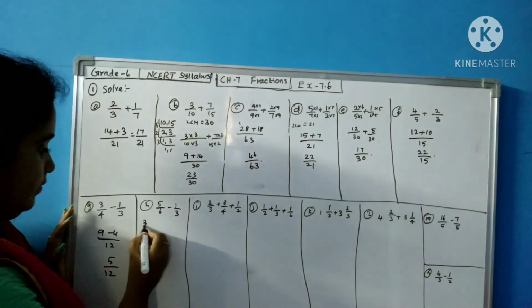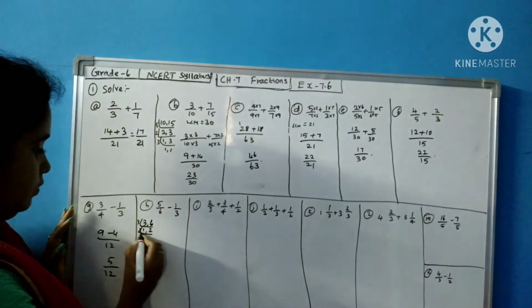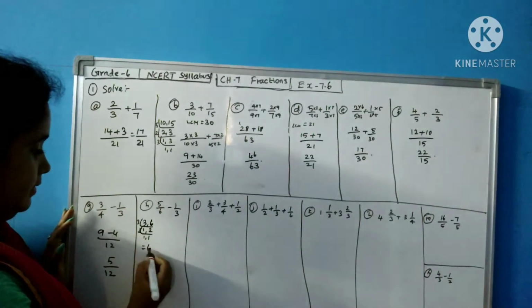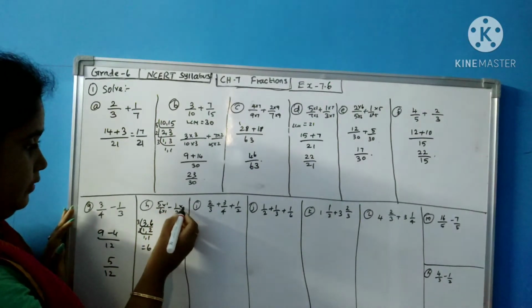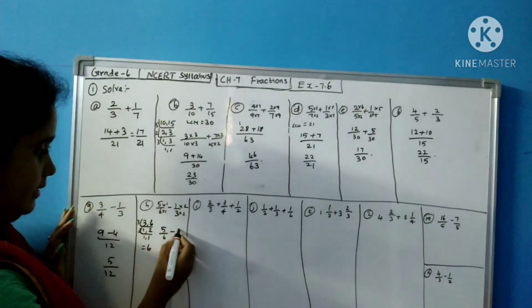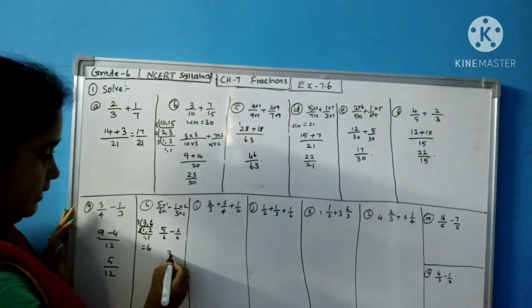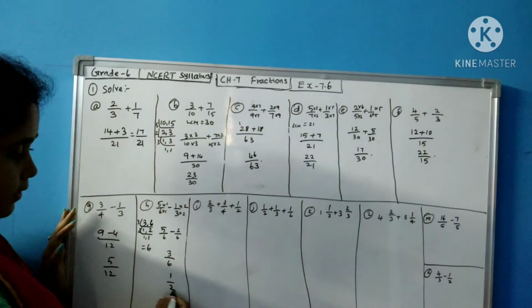Here 6 and 3 will go, so take LCM. 3, 1 3 is 3, 2 3s are 6, 2, 1, 1. So LCM is 6. So multiply by 1. Here multiply by 2, that gives you 6. 5 into 1 is 5 by 6 minus 2 by 6. So what's your answer? 5 minus 2 is 3 by 6. 3 by 6 again can be written as 1 by 2.